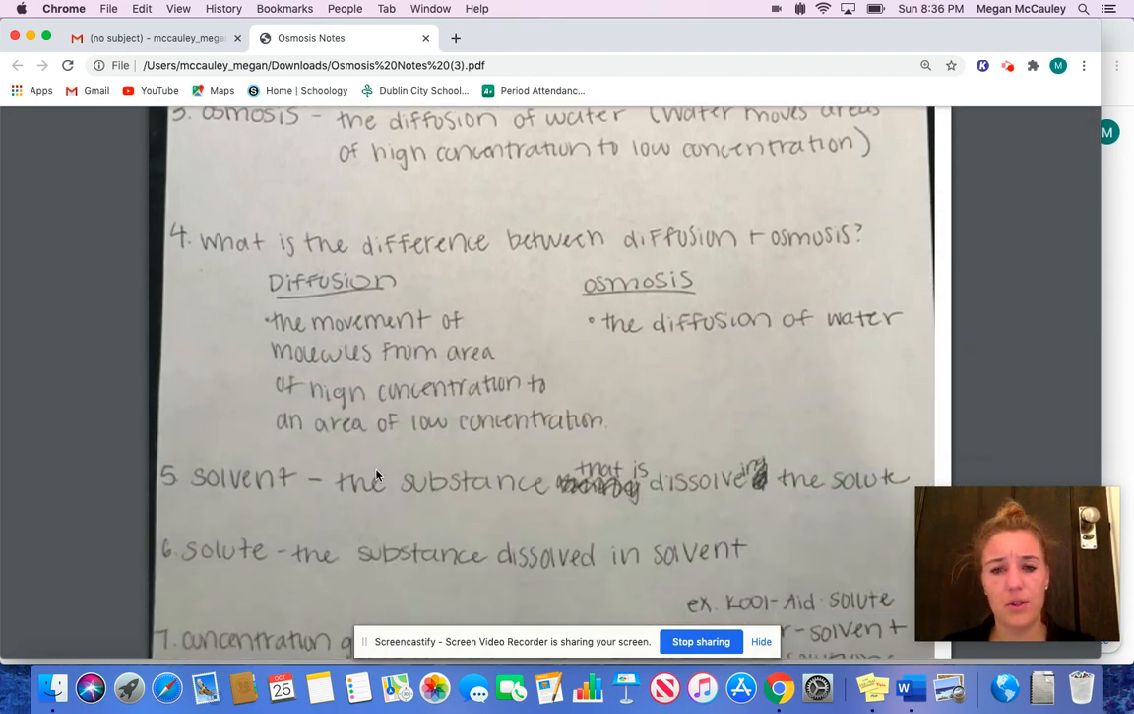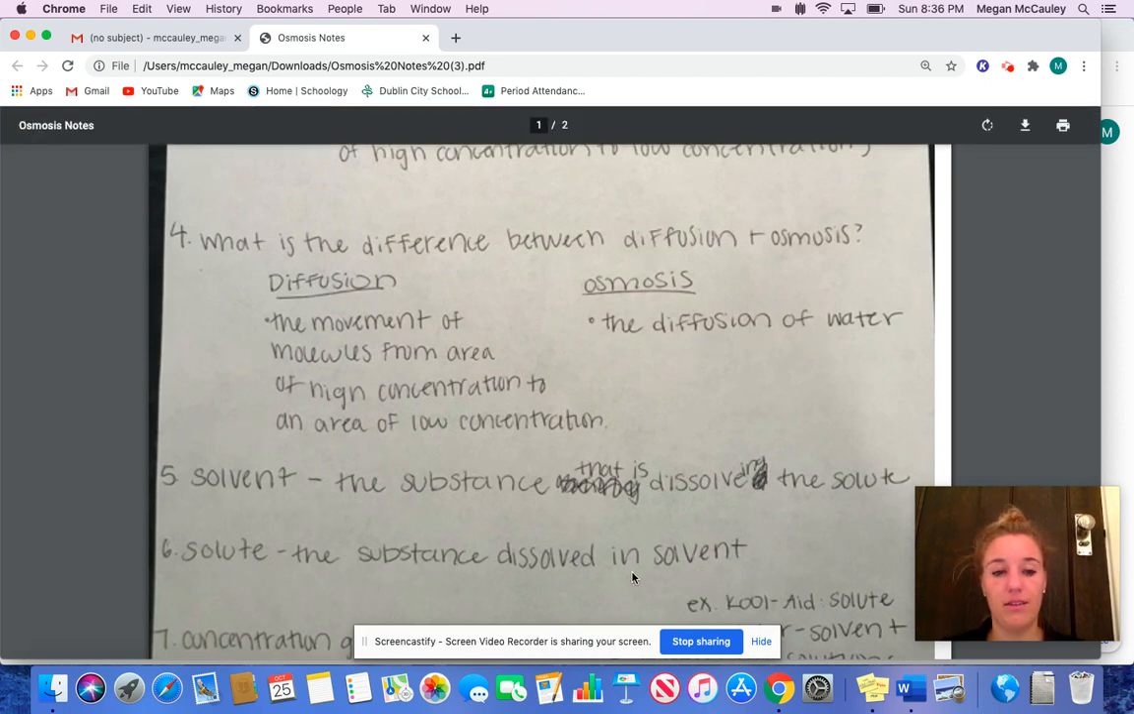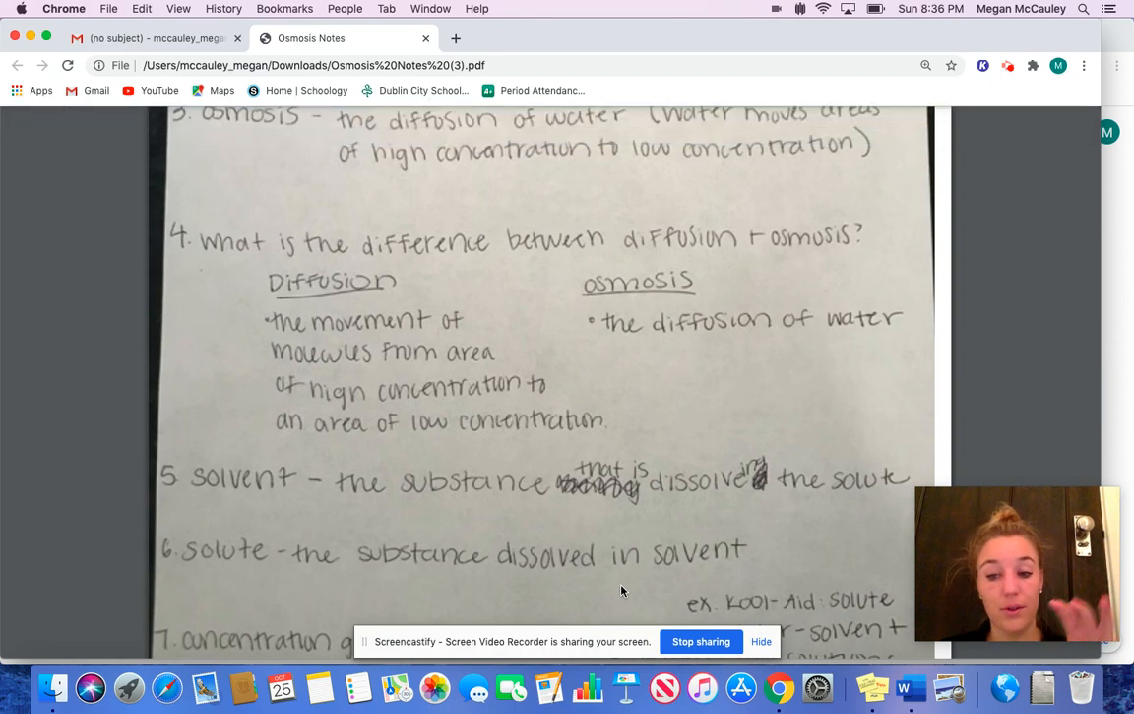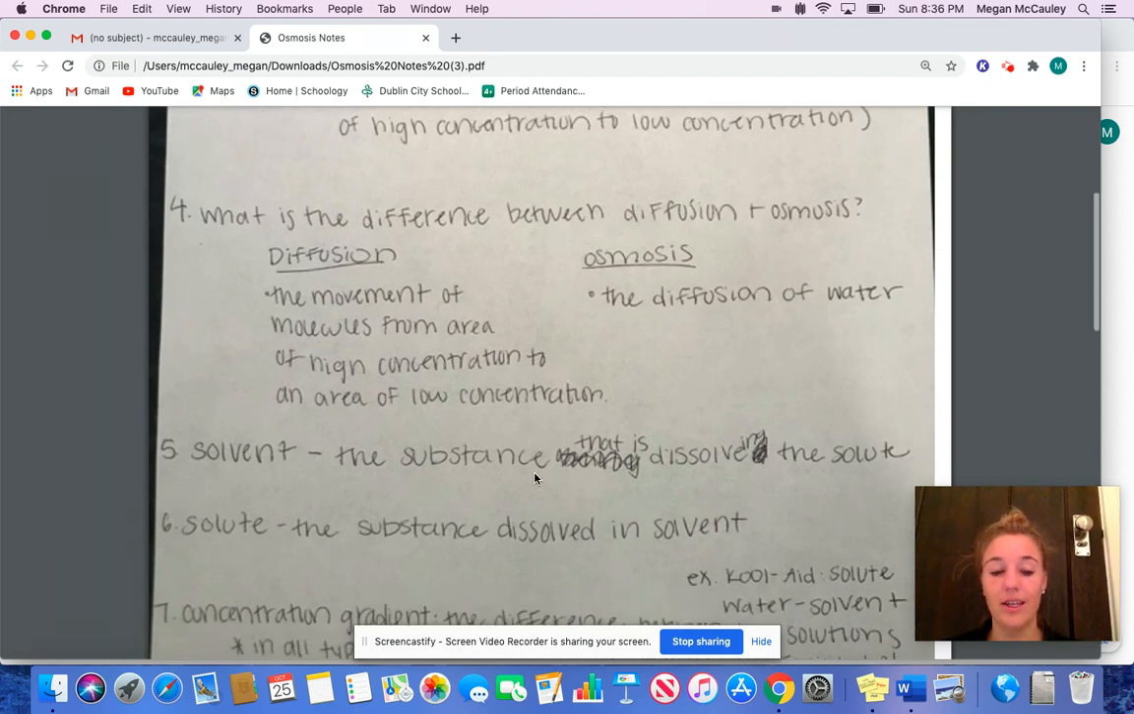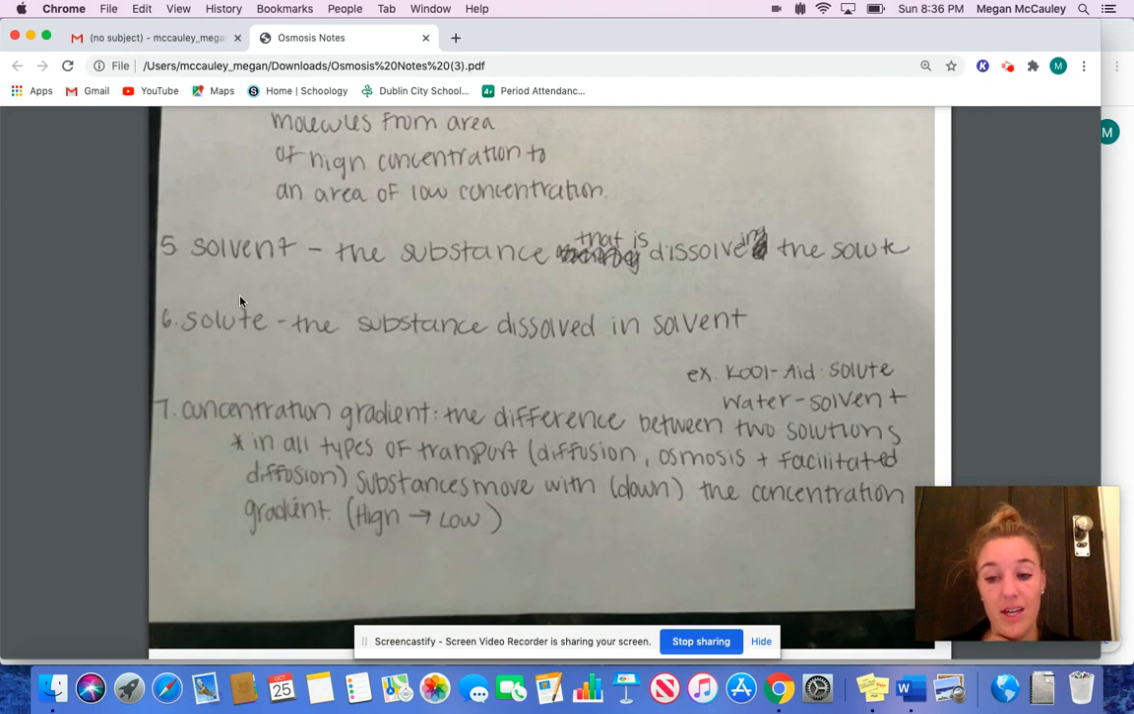So what is the difference between diffusion and osmosis? Diffusion is the movement of molecules from a high concentration to an area of low concentration, whereas osmosis is the diffusion of just water. Okay, so we're talking about water here. So this is the difference. Diffusion is a movement of any molecule from high to low concentration. Osmosis is specifically the diffusion of water.